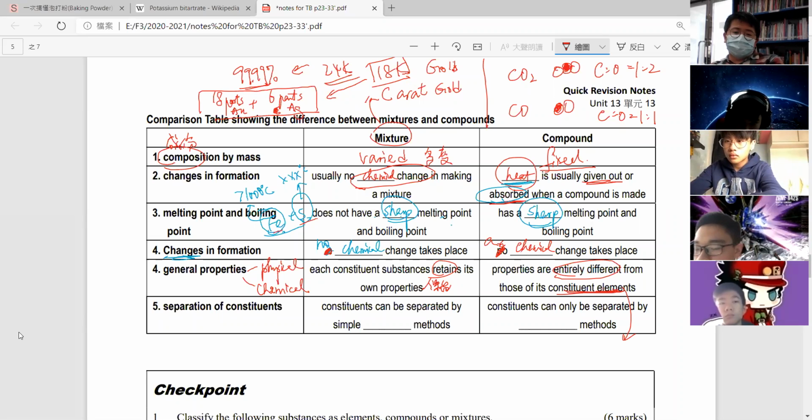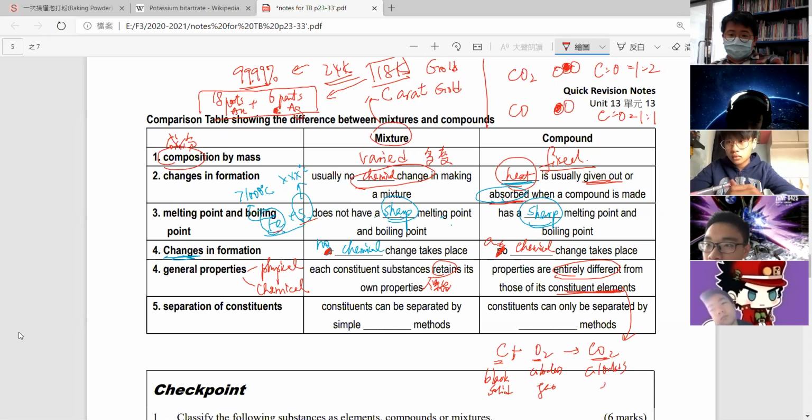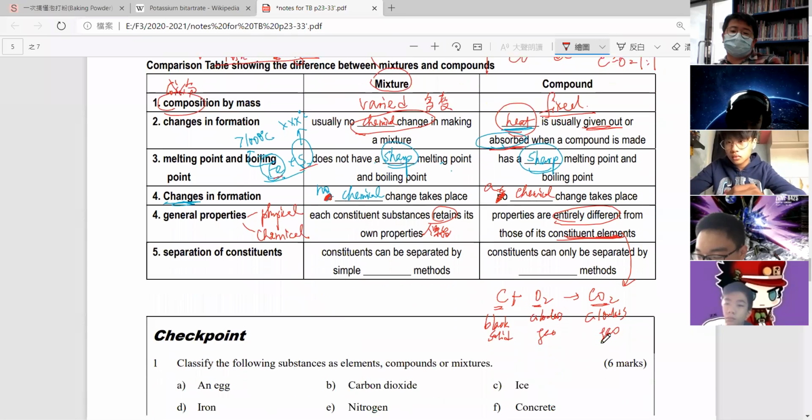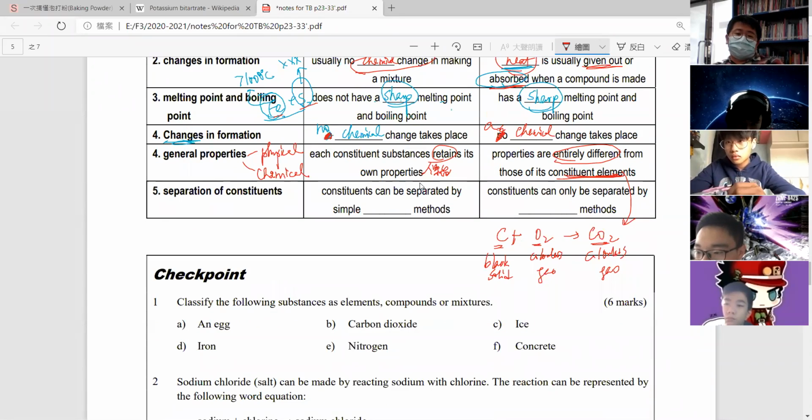Excuse me. So you may find one example: carbon, oxygen, and carbon dioxide. You have the equation like this. But what is the difference between them? Carbon, black solid. Oxygen, colorless gas. And carbon dioxide is also a colorless gas, right? But oxygen and carbon dioxide are still different. Can you give me some other different property between carbon, oxygen, and carbon dioxide?